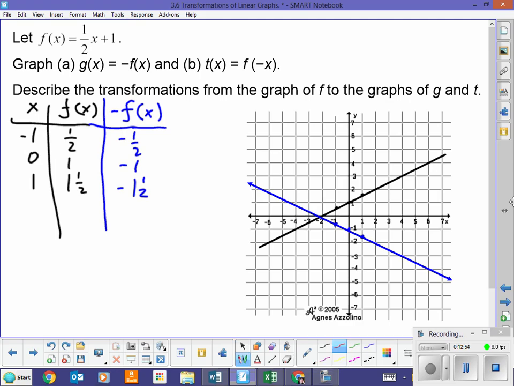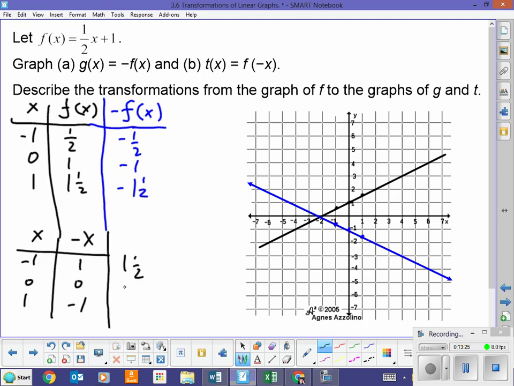And let's take a look at the t of x, which is f of -x. Okay, so again, I'm going to create a table with -1, 0, 1. So the opposite of x will be 1, 0, -1. This should be pretty easy, because I know 1 is going to be the same as this one, 1.5. 0 is going to be the same, 0 is going to be 1. And then -1 will be this one, the same, 1/2. And this is going to be f of -x.